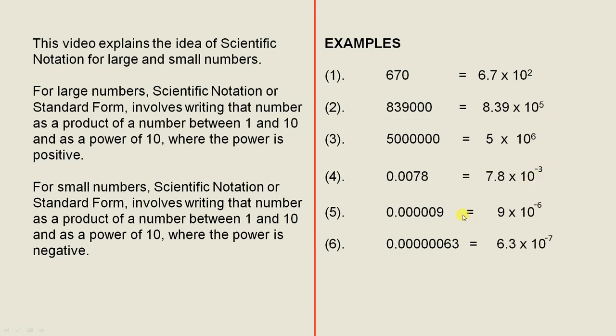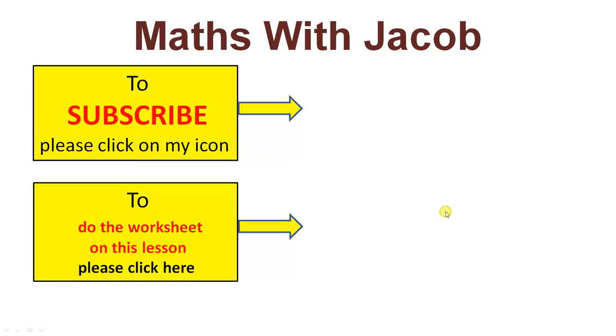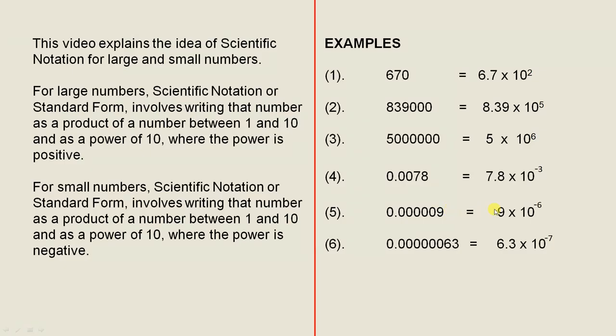If we have this very small number here, we place the decimal point there at the end, right here. So we place the decimal point right there, and then we have to move it 1, 2, 3, 4, 5, 6. Okay, so that means it's 10 to the power of minus 6.